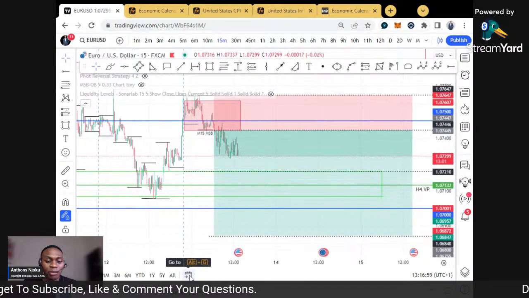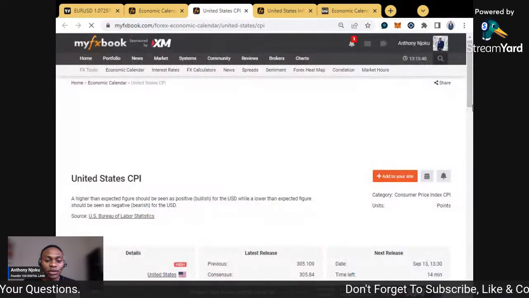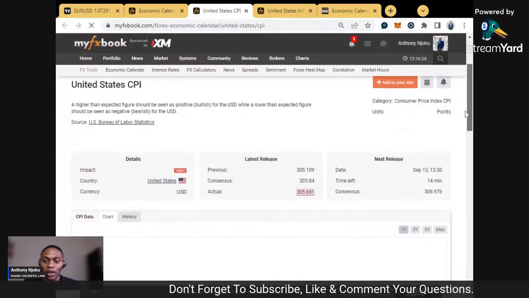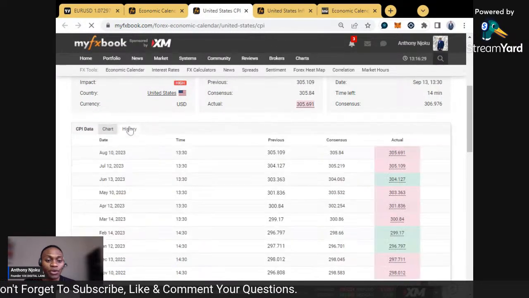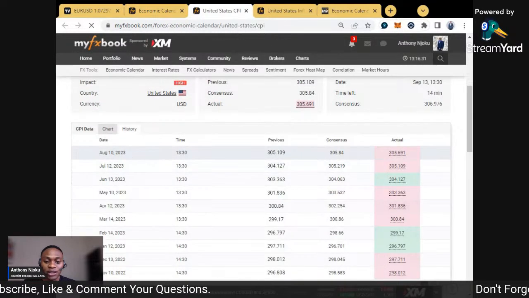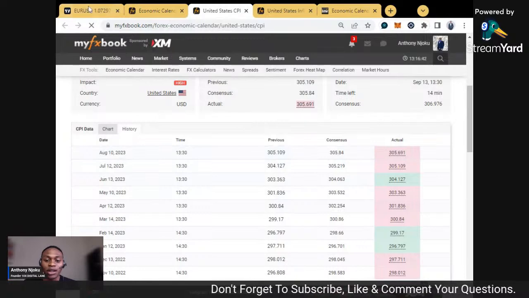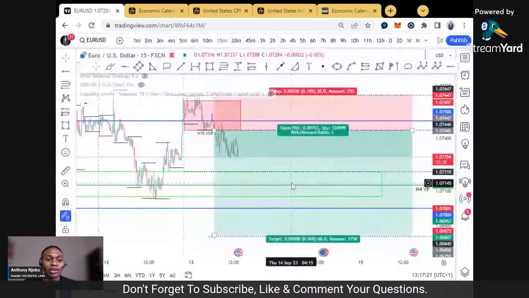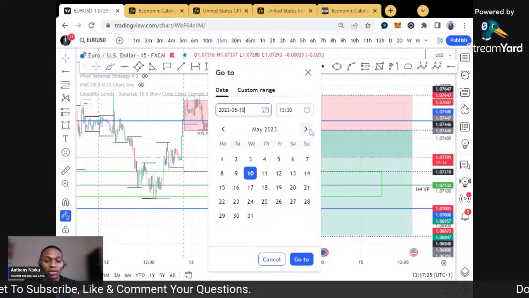One thing about the inflation rate is that let me show you past data. You always have a bullish move. For instance, this one on August 10th was lower than consensus, and that should make the dollar weak. Let's check August 10th. What happened on August 10th?